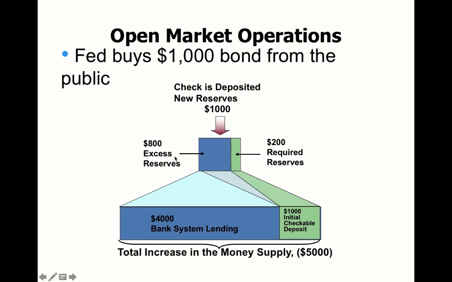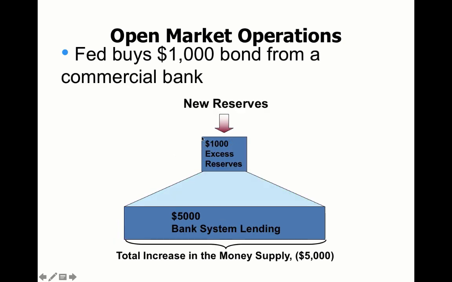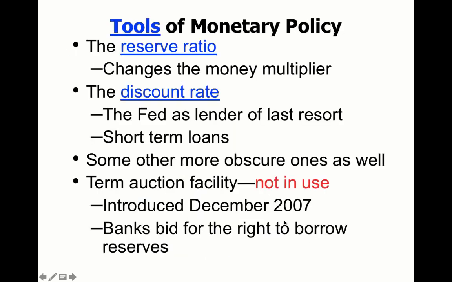Okay, the $1,000 here isn't actually created until it gets loaned out, and that's why the $1,000 doesn't get counted twice, right? All right. So now that's the main tool, open market operations, but there are others.